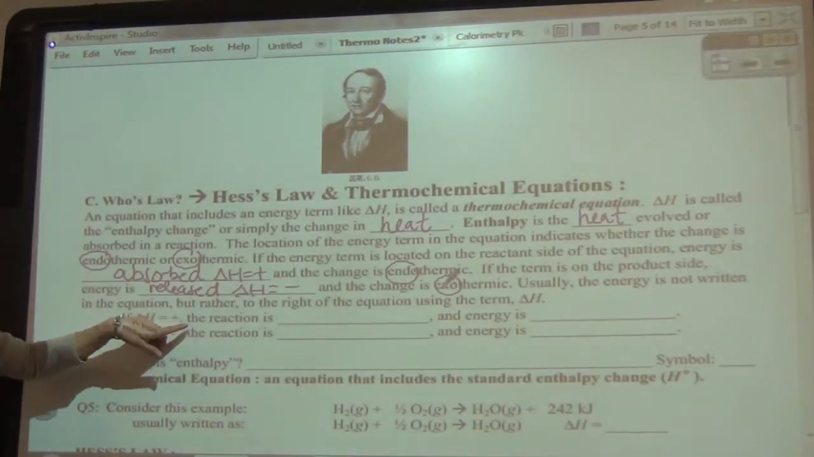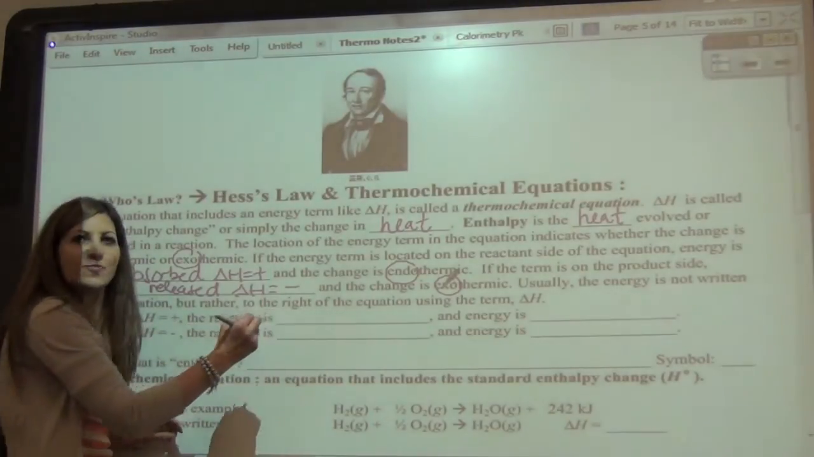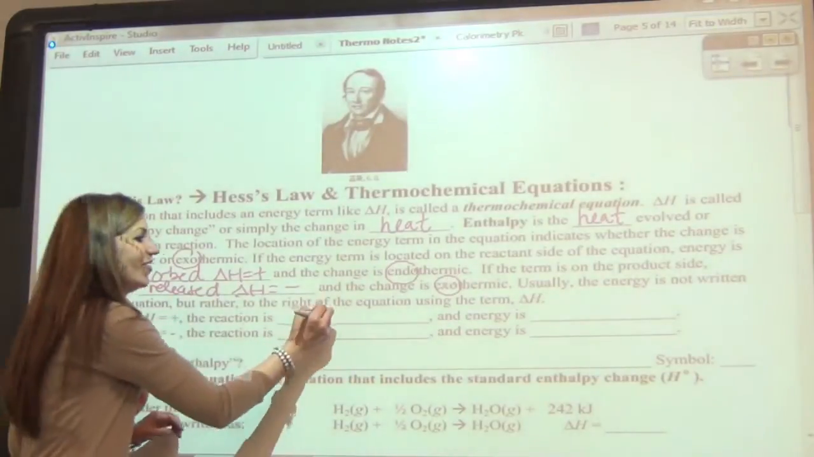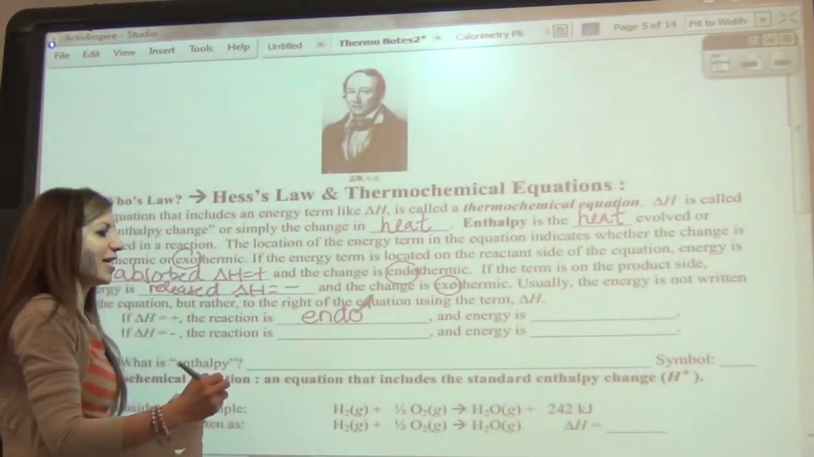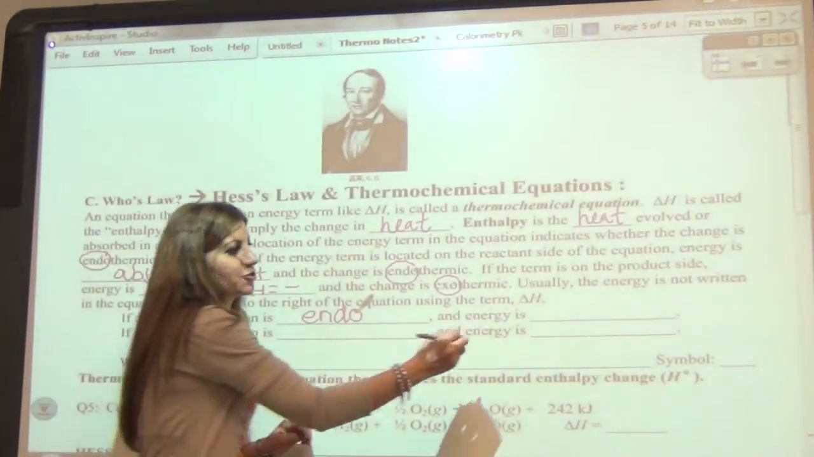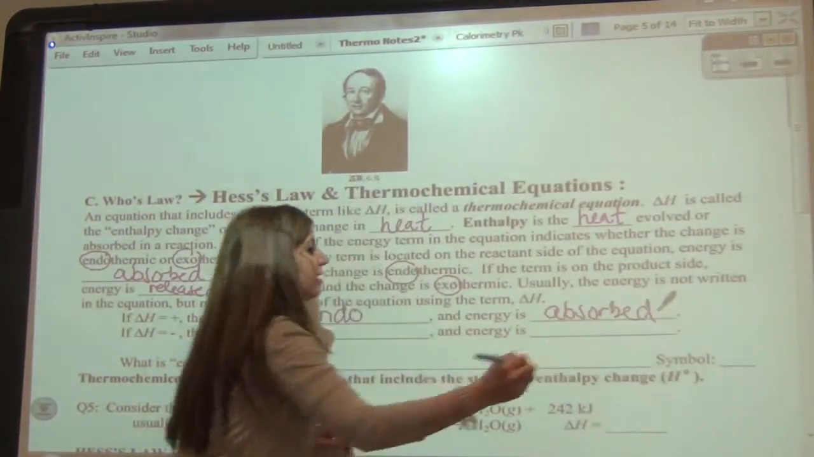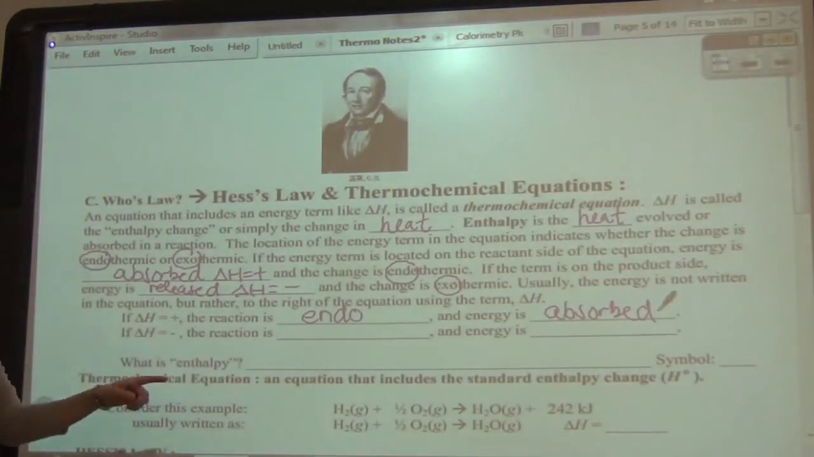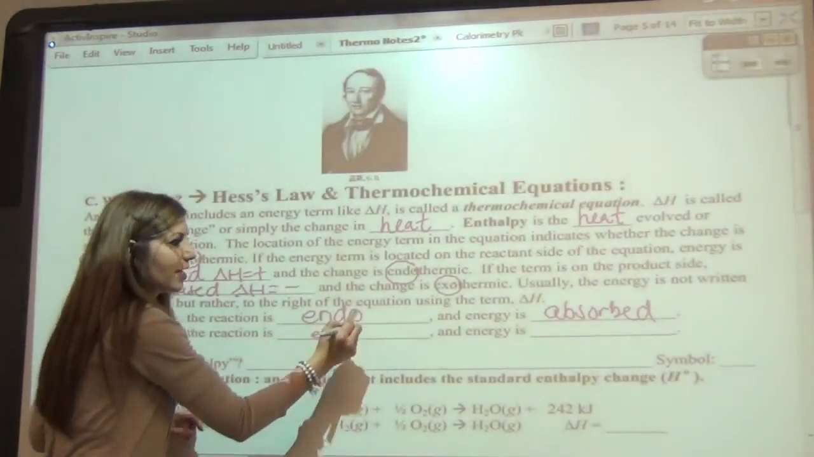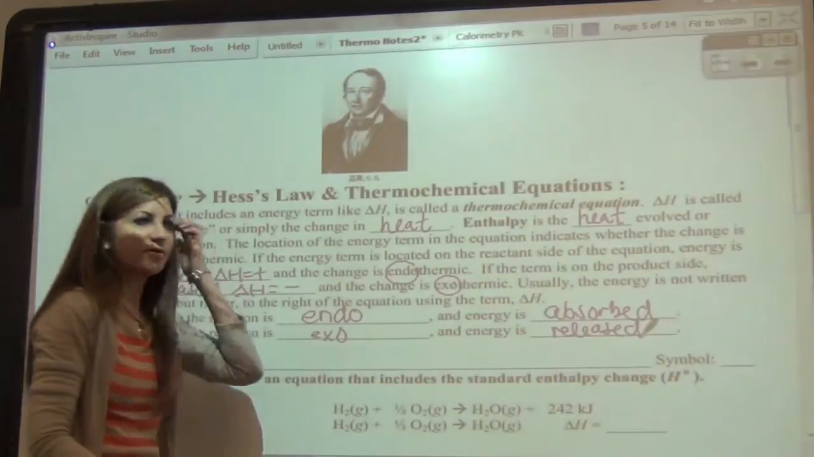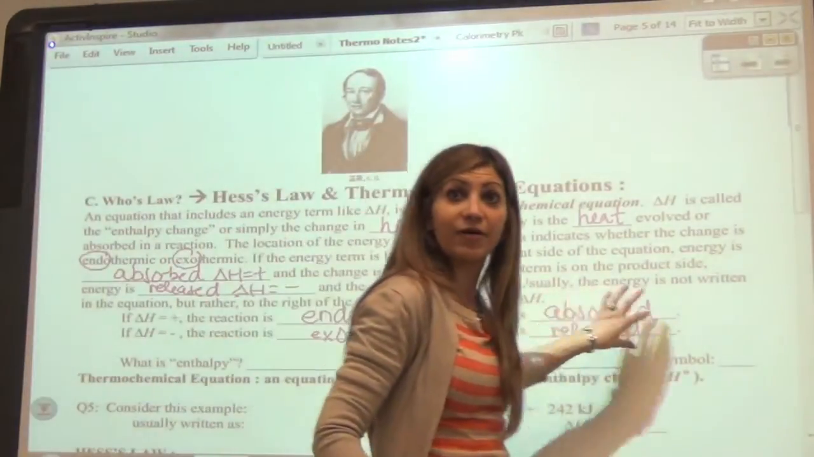So delta H being positive, the reaction is endo, for the fifth, sixth time maybe? Awesome. And if it's endothermic, then energy is being absorbed or gained. And if it's negative, then the reaction is exo, and the energy is released or lost. Perfect. Okay, so make sure that you have this down, all right?